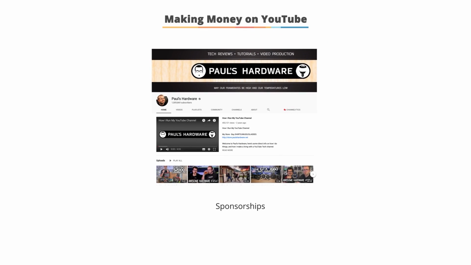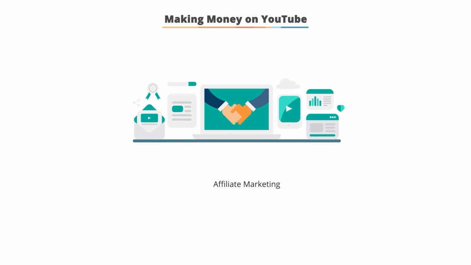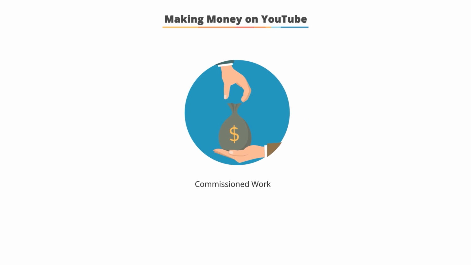You can also try to get sponsorships for your channel. This can take the form of brand or product sponsorship for which you will get paid. You can also look into affiliate marketing. With this, you can advertise products from your affiliate partners on your channel, and you would get a percentage of the sales that come in through your channel. And finally, if people like your videos, then they may commission you to make videos for them.